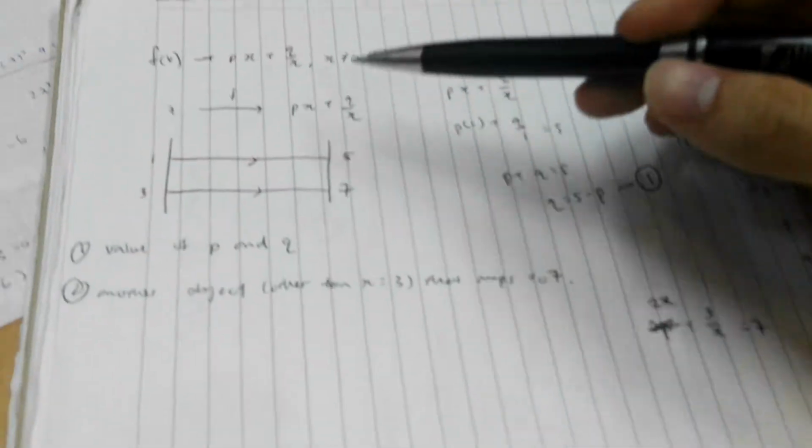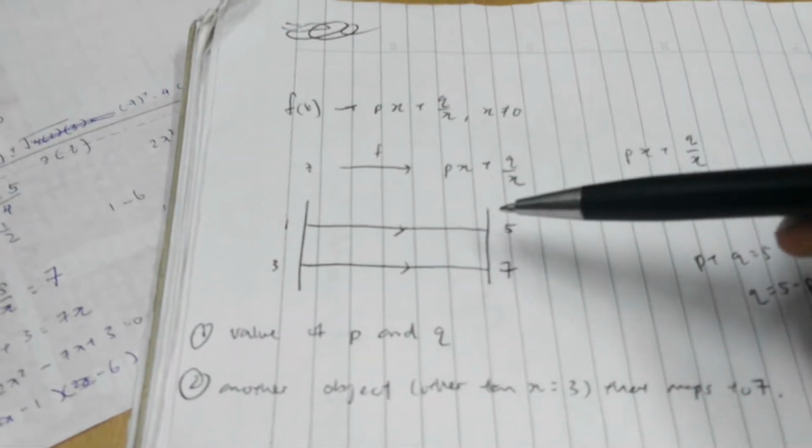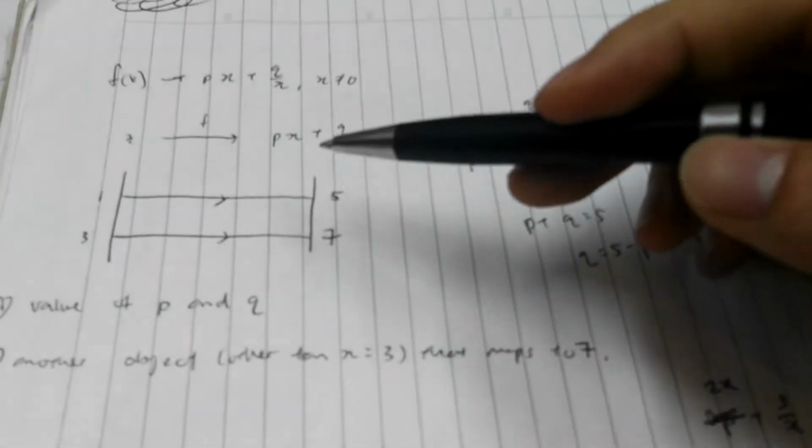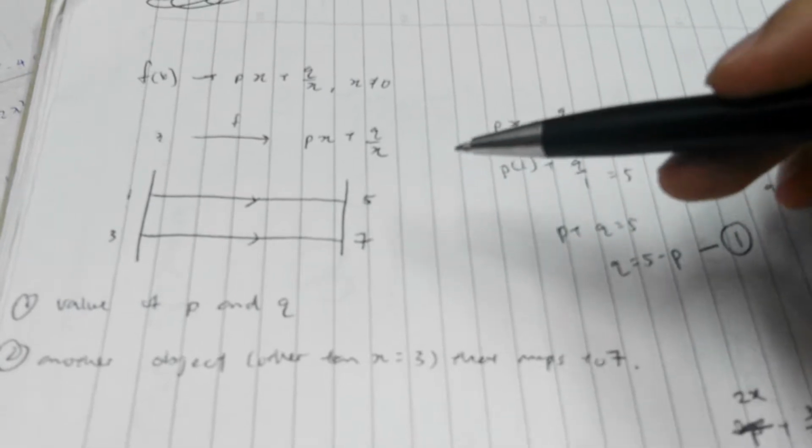So basically this is your equation. 2x plus 3 over x equals 7, because you know px plus q over x, so you sub in p equals 2, q equals 3, so 2x plus 3 over x equals 7, because they are finding another object other than x equals 3 that maps to 7. Here you times the whole equation by x, that means 2x squared plus 3 equals 7x. Then after that you just move it over, 2x squared minus 7x plus 3 equals 0.